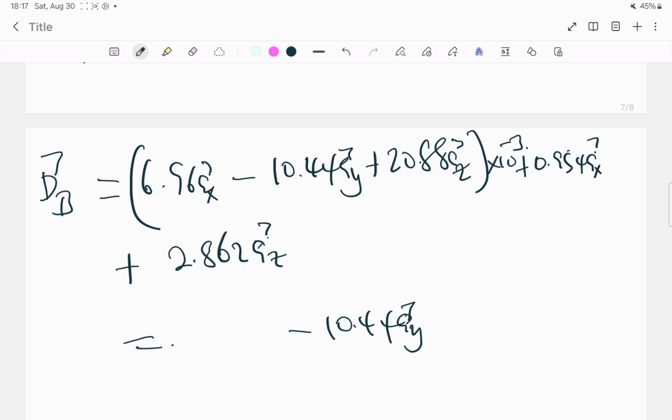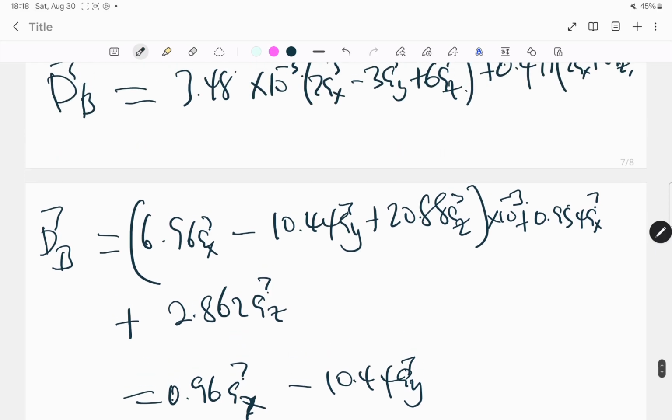plus 0.954. Right, you get 0.996 along the x-axis, and then this one we get 20.88 times 10 to the power minus 3.